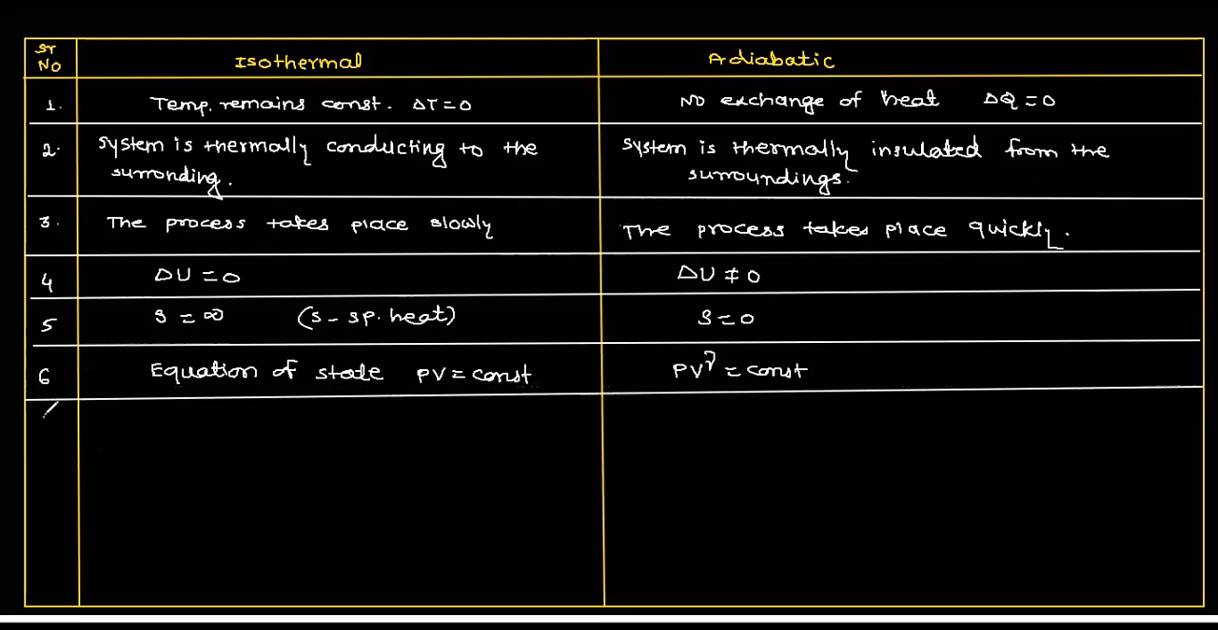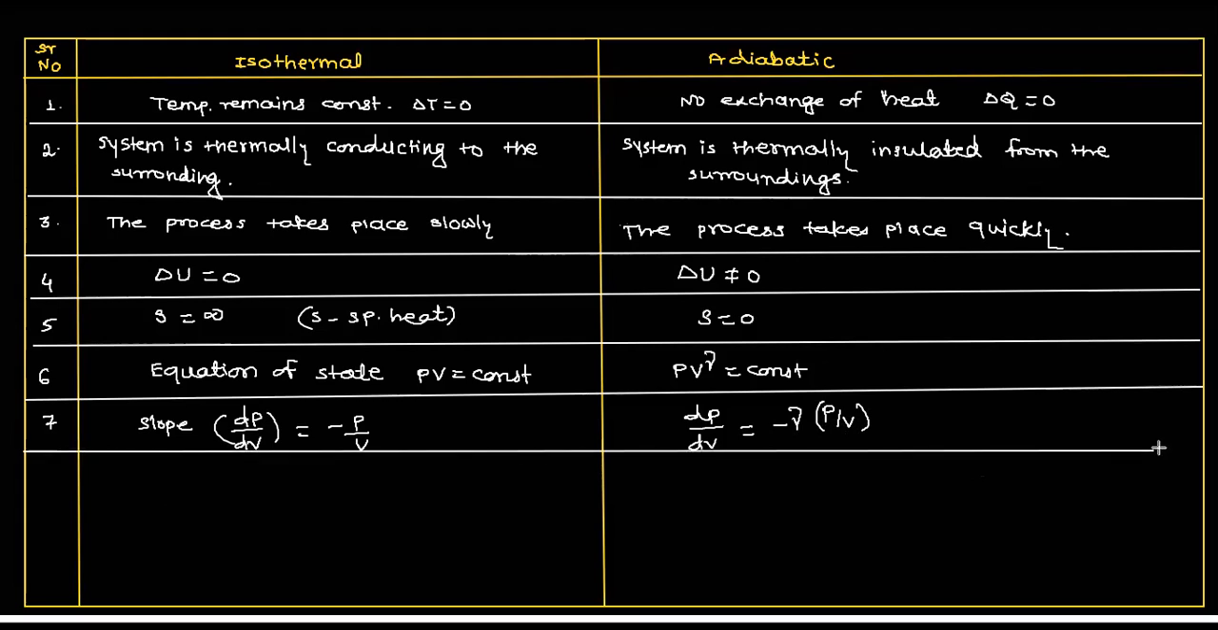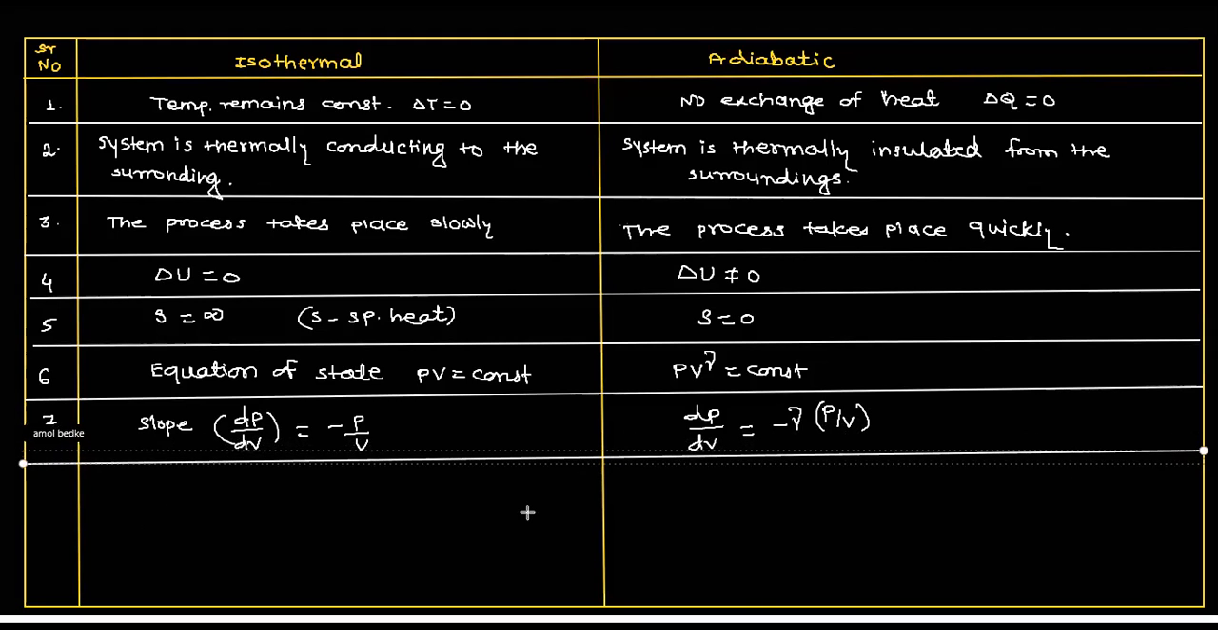Next one, seventh one, slope. In this, if you will see slope, dP by dV is equal to minus P by V. And here if you will see slope, dP by dV is equal to minus gamma P by V. Gamma times you are getting. Next point, eighth one, isothermal elasticity. If you will keep this table only in mind, enough. So E theta is equal to P, and here E theta is equal to gamma times P.